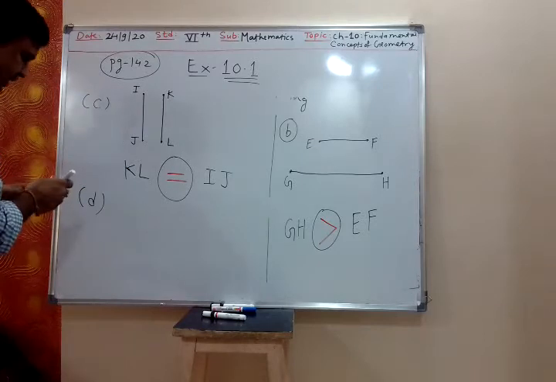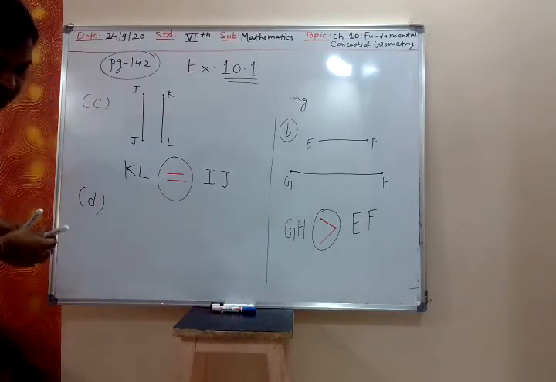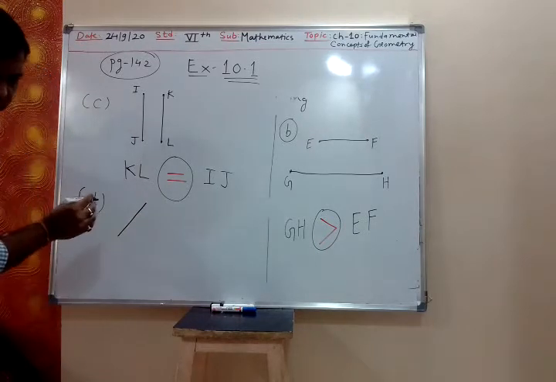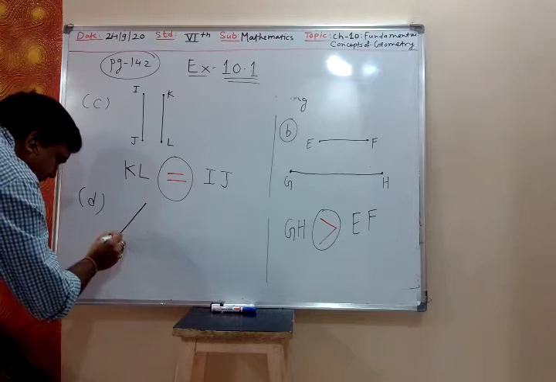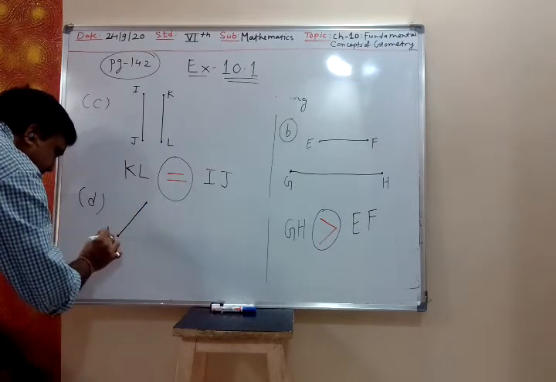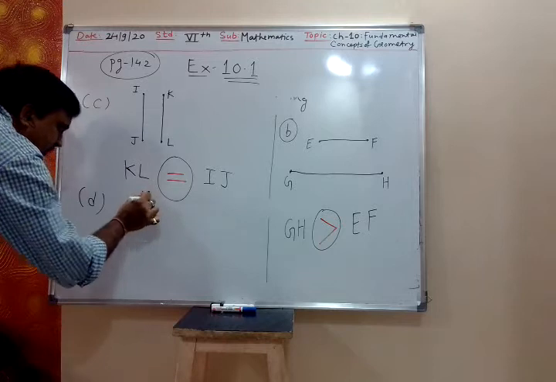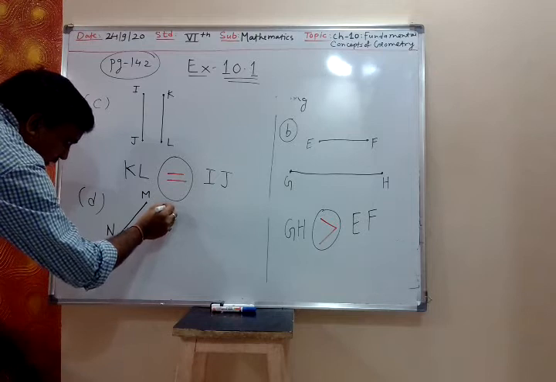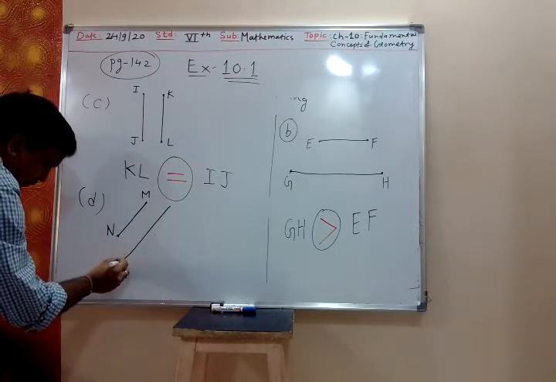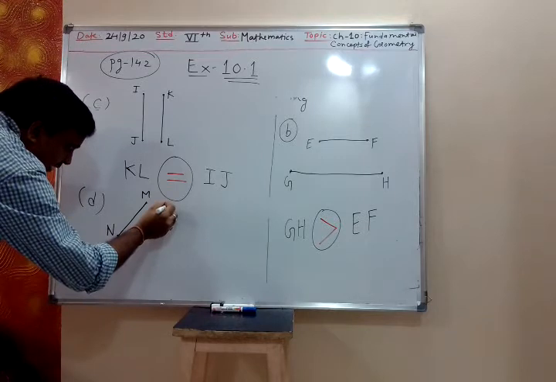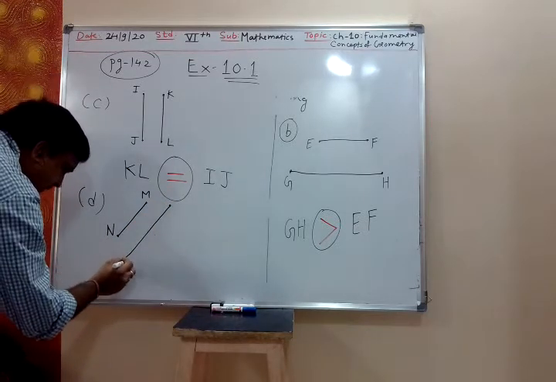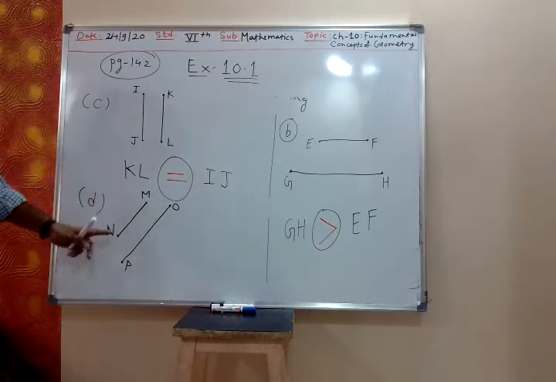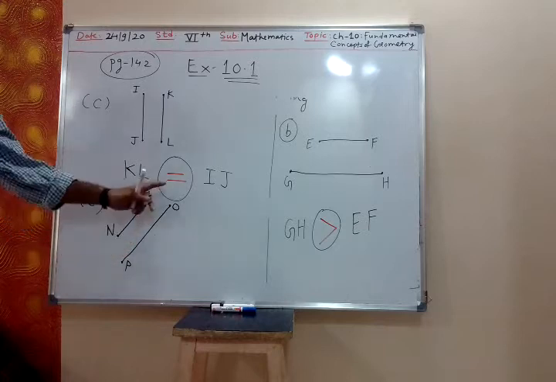Then we have NM and PO. Yes, no problem. We have NM with a dot at both the ends, then we have PO. This is P, this is O. With a pen you can write NM and PO.